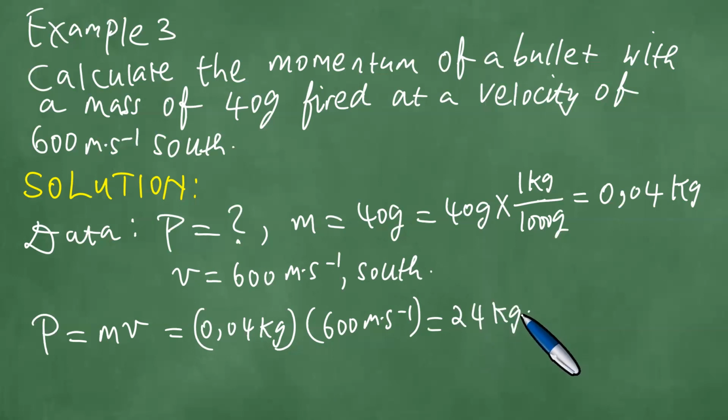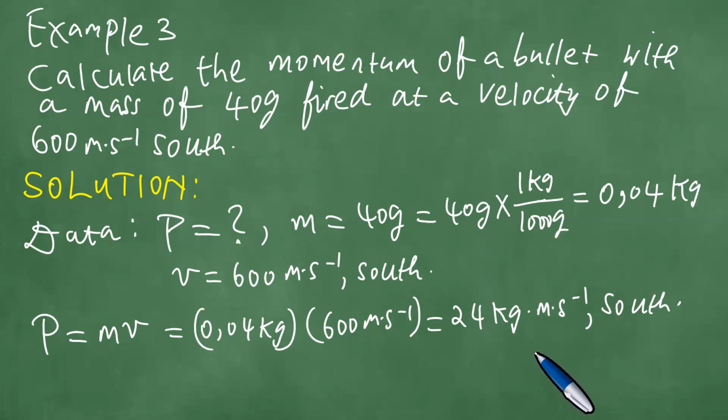So I'm excited that you are on point. Obviously the velocity is south, and therefore the momentum will also be south. So the momentum is always in the same direction as the velocity. So we understand that the momentum is 24 kilograms meters per second south. Right. So that's something that you need to note.